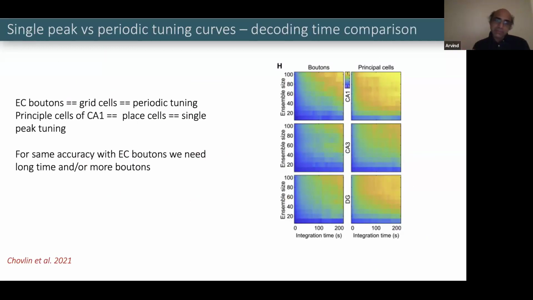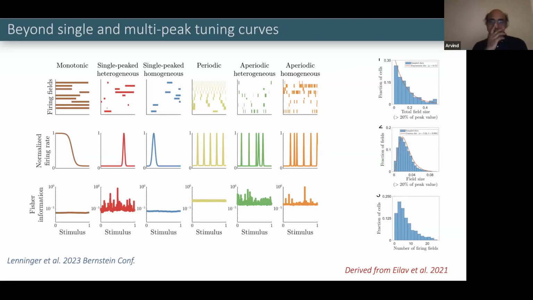So all this was just a comparison of single peak versus periodic. But as I earlier said, that tuning can be of many different varieties. So you can have monotonic tuning. You can have a single peak, but each peak is very heterogeneous compared to each other. Or you can have homogeneous single peak ones. You can have periodic with different modules. You can have aperiodic and heterogeneous, and aperiodic and homogeneous. So all these possibilities then we can consider.